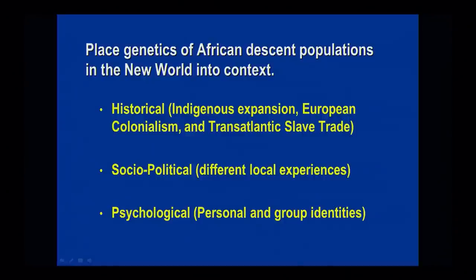So today I'm going to place it into historical context. We talk about the expansion and the bottleneck of the Native American component, European colonialism, and the transatlantic slave trade. Then social political context, because there is no monolithic African-American or African descent population. There are different local experiences, and when we look at the genetics, a lot of that arises because of the differences in the local experiences across the New World. And then the psychological, because folks identify themselves, and you have the right to identify yourselves how you are, whether you're Tiger Woods or Rick Kittles, you say what you are, right? A Cablasian or whatever, right?